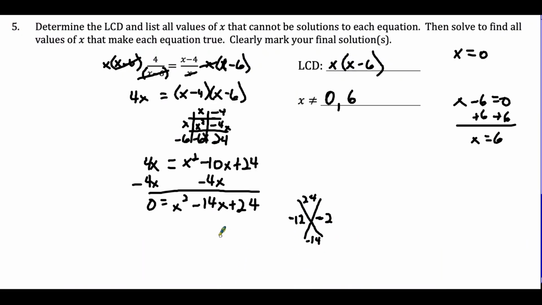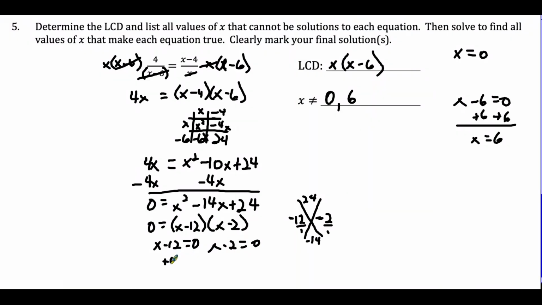Now, two numbers that will work, that multiply to 24 and add to negative 14, would be negative 12 and negative 2. At this step, I need to divide by my a value, but my a value is just 1 in this case, so that's not going to change these. I'm still going to have negative 12 and negative 2. So when I set up my factors, x minus 12 and x minus 2, my last step then would be to set each of these equal to 0 individually and solve.